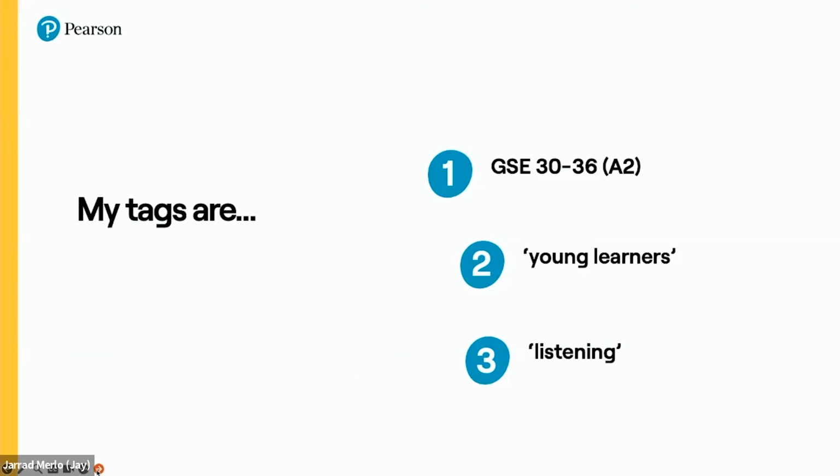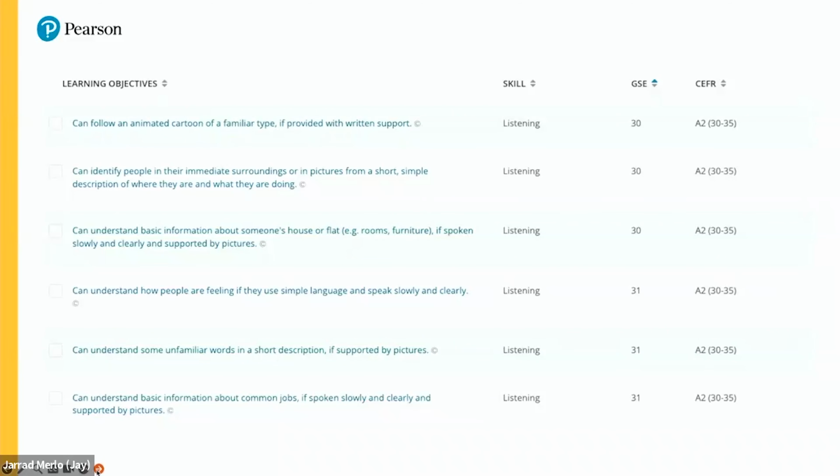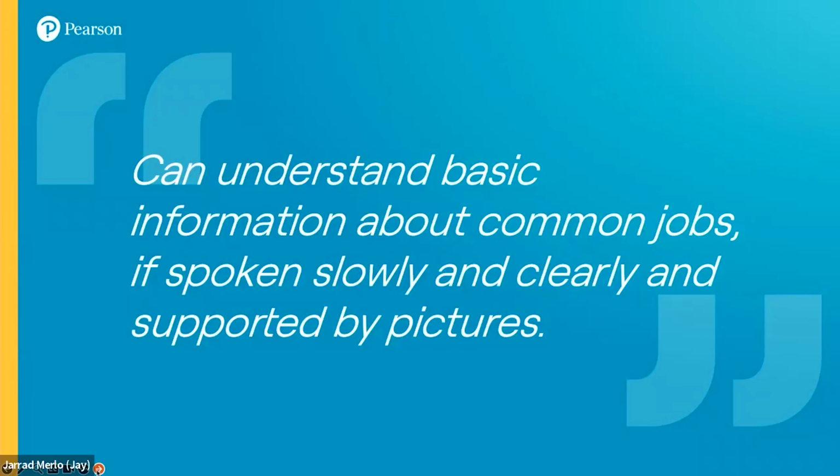I'm going to take a closer look at this in a second, but just before we go on, my tags for the GCSE Teacher Toolkit were A2, GCSE 30 to 36. I chose young learners and I chose listening. And what I'm showing here is a bunch of learning objectives at this specific level for this specific skill of listening. So if you look at the top one, can follow an animated cartoon of a familiar type if provided with written support. Or number 2, can identify people in their immediate surroundings or in pictures from a short, simple description, etc.